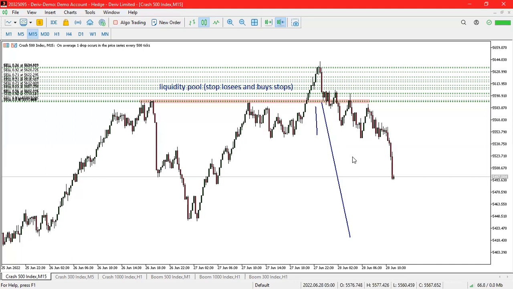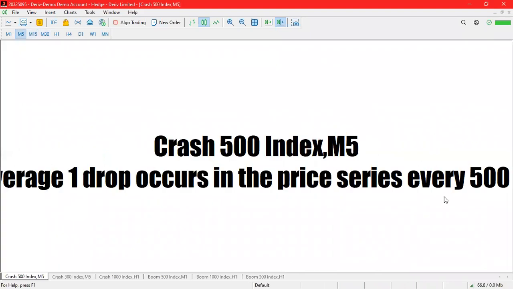You understand? So guys, I shared with you this setup before I placed these trades. I told you, okay, if it's breaking above me, now I do what? I'm selling or going down. So these are the results. This is Crash 500. Let's switch to a lower time frame and see how it went.